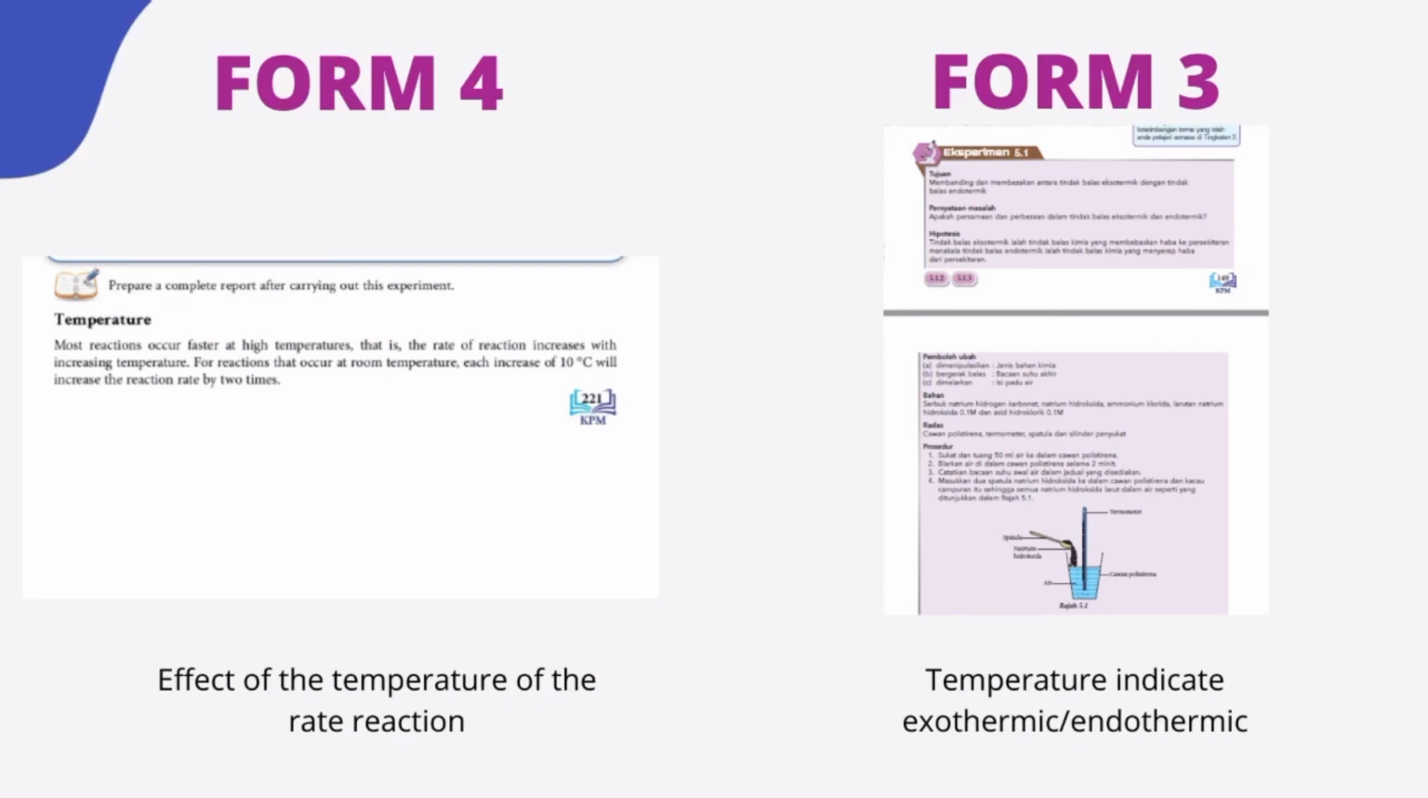Lastly, in Chapter 7 Form 4, temperature is one of the factors affecting the rate of reaction. It states most reactions occur faster at high temperature. That is, the rate of reaction increases with increasing temperature. In Chapter 5 Form 3, when the reaction occurs at high temperature, it means the system gains heat from the surroundings. It is called endothermic reaction. Therefore, the same concept is applied in both chapters.